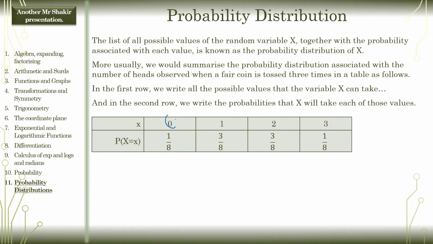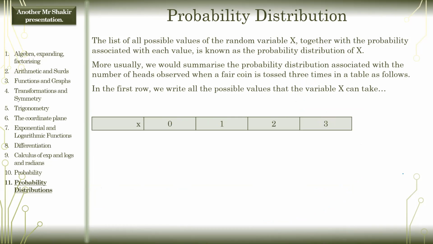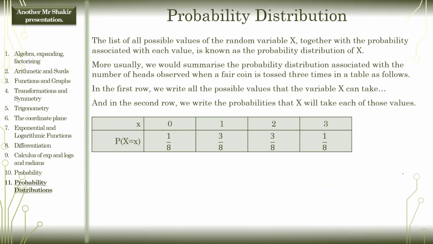Then you multiply this with this, and you get the next row, and then you add them all up, and you will get to it. Don't worry, we'll get to it. For now, just understand this. In the first row, we write all the possible values, all the possible outcomes, and then you write the probability associated with each outcome in the next row.